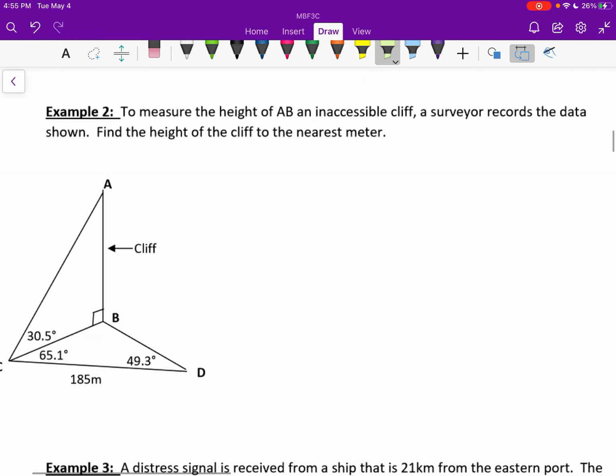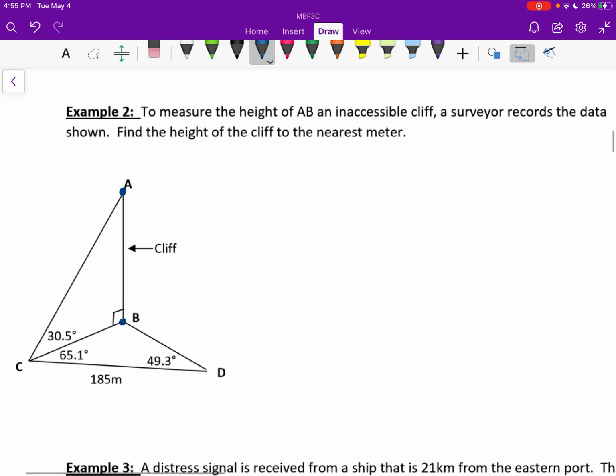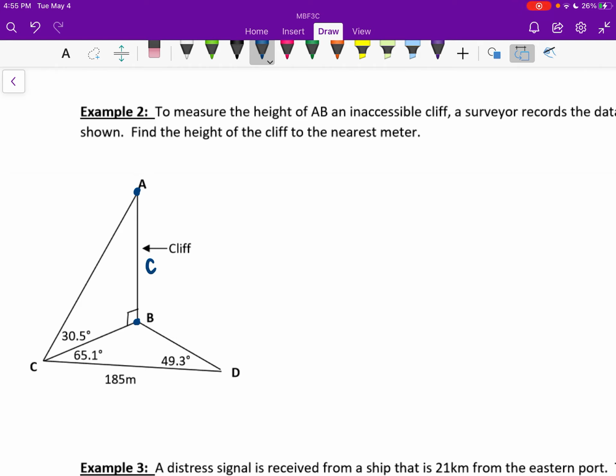Okay? So it says, in this situation, I've actually given you the diagram already. So it says to measure the height of AB, right? So this is some inaccessible cliff. We can't get there. This is the cliff. So I'm just going to label this as side C, right? Because it's opposite to angle C. And then it says to find the height of the cliff to the nearest meter. So it's important to recognize that we have two different triangles here. We have this one, which is actually a right angle triangle, right? So I'm just going to leave this here.